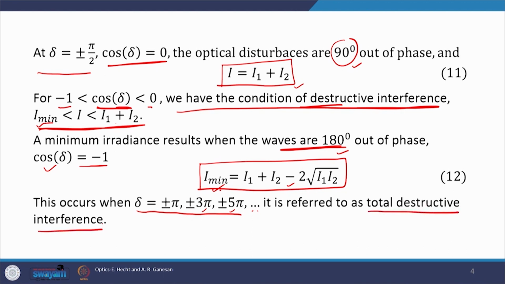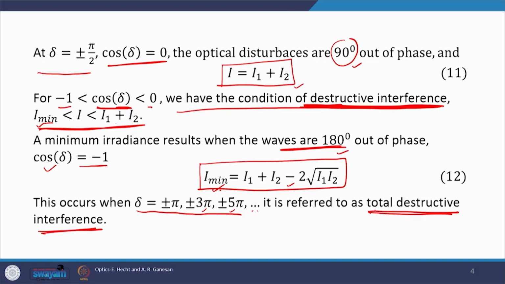And this particular phenomenon where we get irradiance equal to I min is called total destructive interference. Observe the wording. Here I am using total destructive interference, and here destructive interference only. Total destructive means the irradiance is minimum. The intensity at the dark fringe would be least, while in usual destructive interference there would be variation in the intensity, there would be some modulation in the intensity, but the minima would not be as dark as in the case of total destructive interference. And similarly with the total constructive and usual constructive interference.